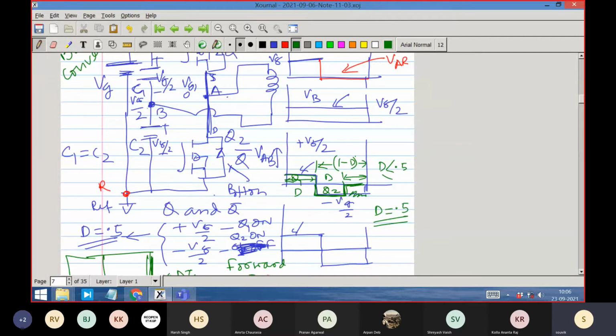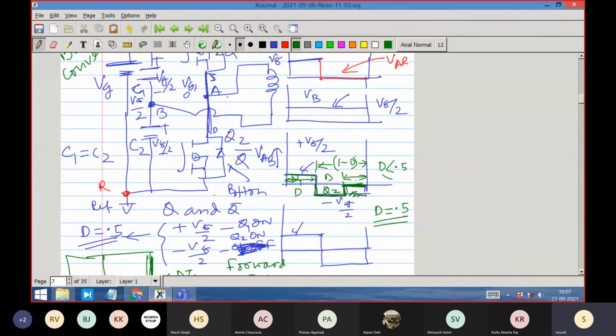So the transformer is happy. The transformer is seeing plus Vg by 2 when Q1 is on and minus Vg by 2 when Q2 is on. And their times are equal. So therefore, the transformer is happy as far as its volt second balance is concerned. Right? But then what we have to do? We have to apply zero voltage across the transformer, right? Then it is possible. That means a situation will be there when both Q1 and Q2 are off.